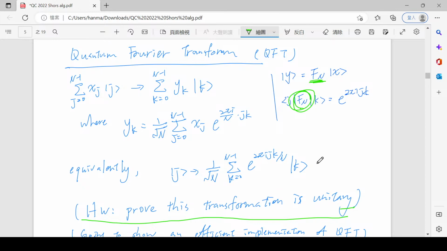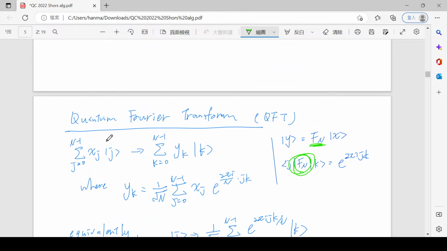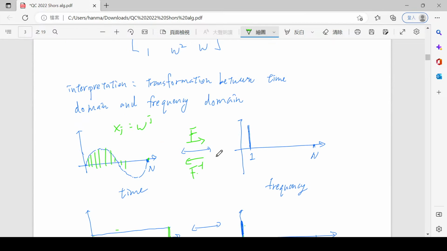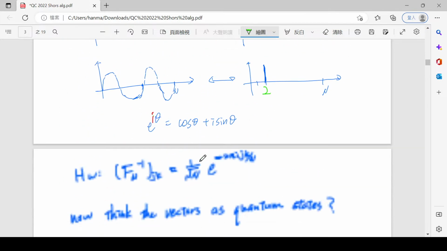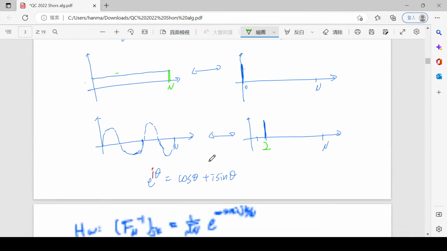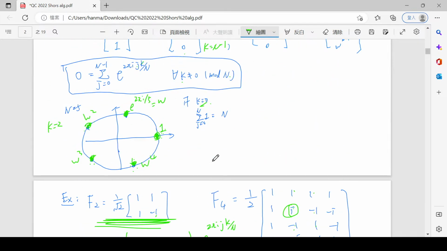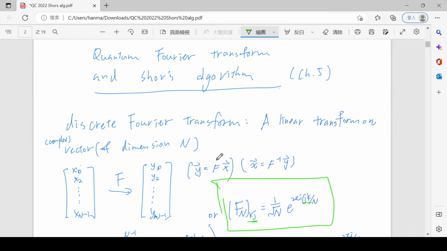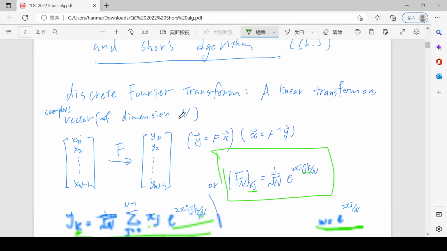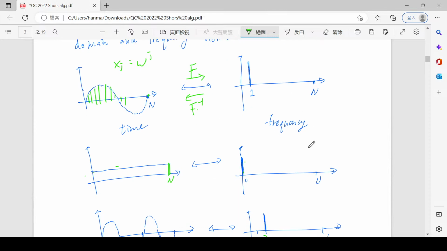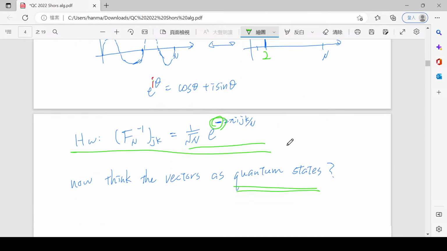But let's talk a little bit about the idea behind the quantum Fourier transform. As we said, this discrete Fourier transform actually gets studied a lot, and it was used a lot in all kinds of engineering and science before people even thought about quantum mechanics. It's just very useful in all kinds of signal processing.